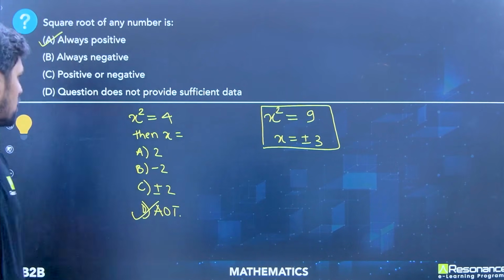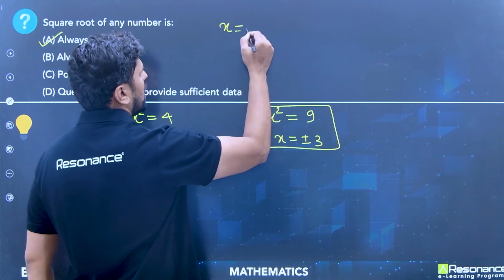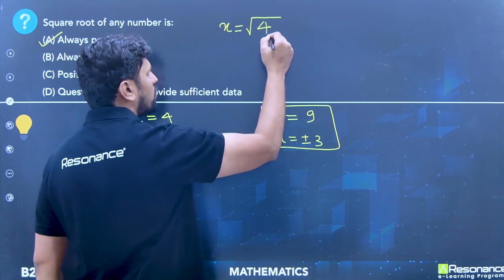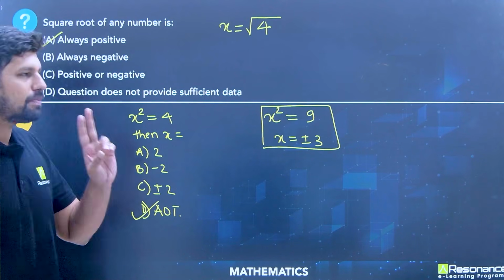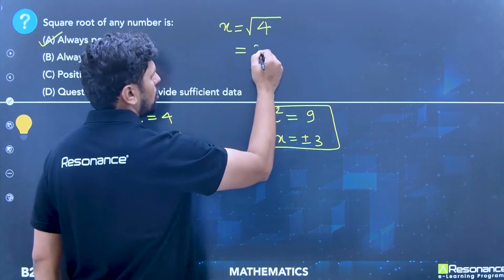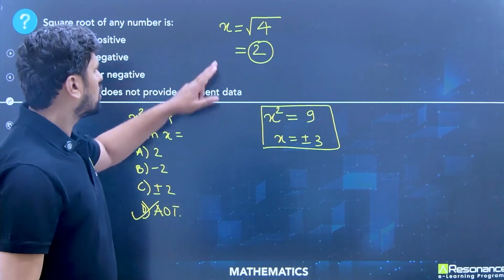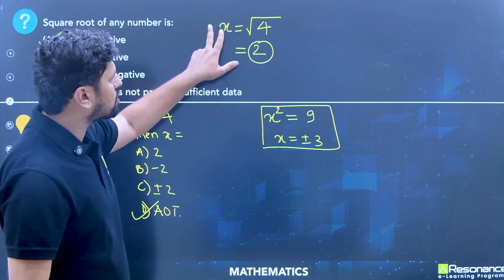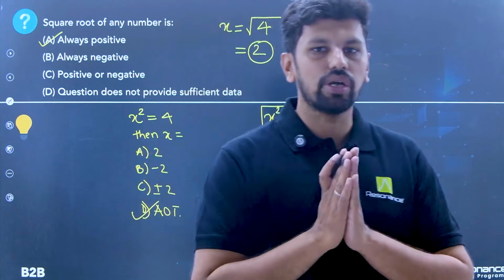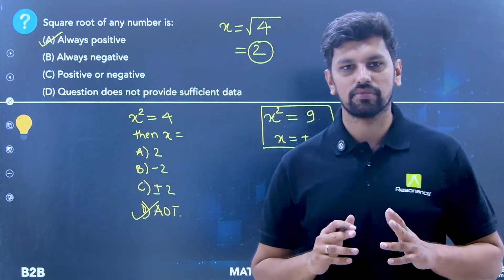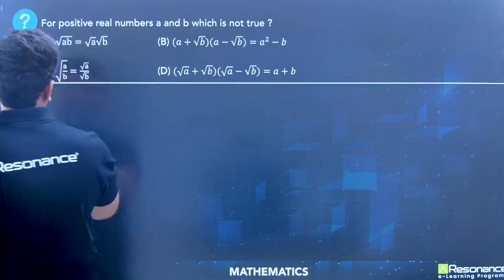All of these. But here they are asking a very simple question. They are asking what is under root of 4? Under root of 4 will be always plus 2. You can't write it as minus 2, because if I will put x as minus 2 is equal to root, that is never possible, because root quantity is always positive. Understood? Okay, let's move on to next one.